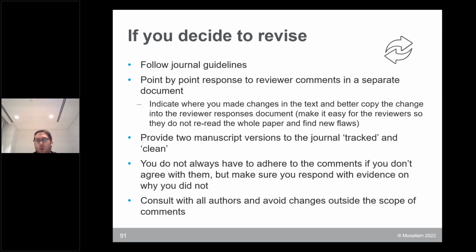Tell them what you did in the paper. And I always actually copy for them the new text that I changed, so that sometimes they just read the letter quickly, they don't even go back to the manuscript, and they give a quick decision for that.